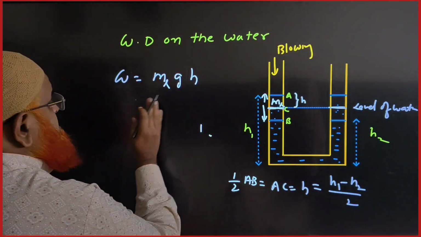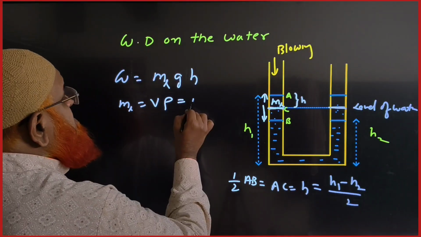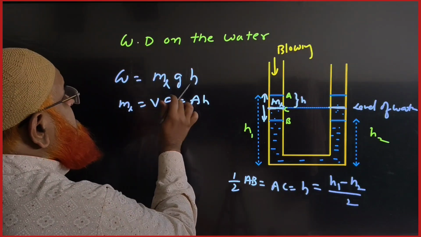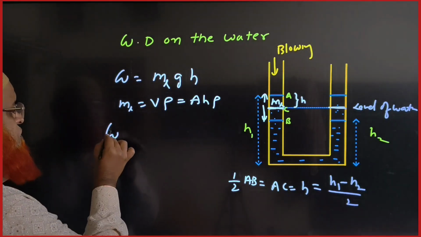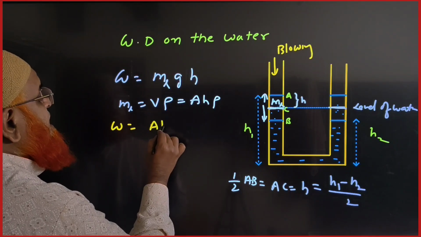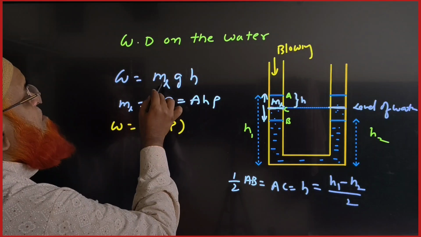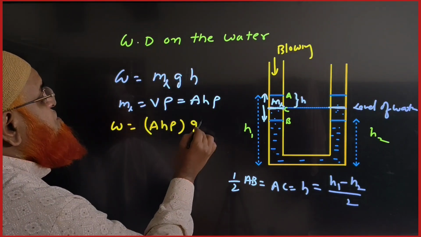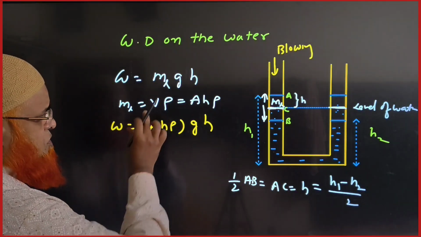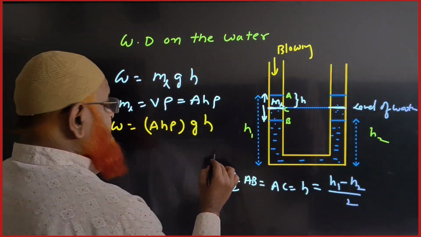Next, the mass of the liquid is nothing but volume into density. Volume is nothing but area into h, that is, area into height into density. So the weight is equal to the mass of the liquid, area into height into density, and then g into h again. Okay. So what is the volume of the liquid? This part of the liquid which has been lifted away, I will take that part separately.